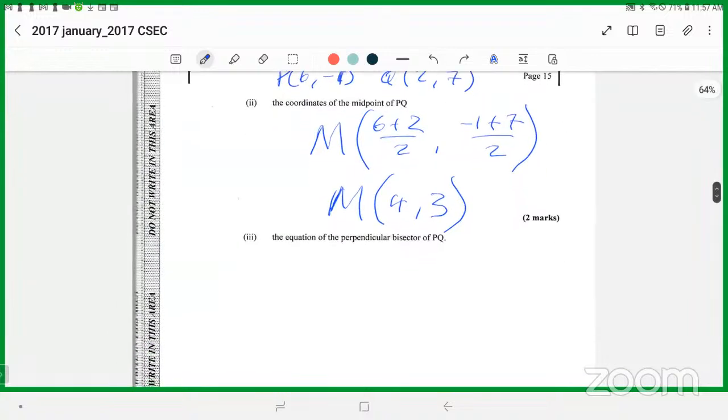Then they want us to get the equation of the perpendicular bisector. Students online, can you hear me still? Students online? Yes, sir. All right.